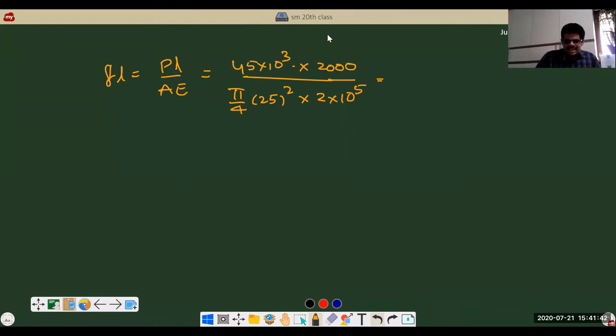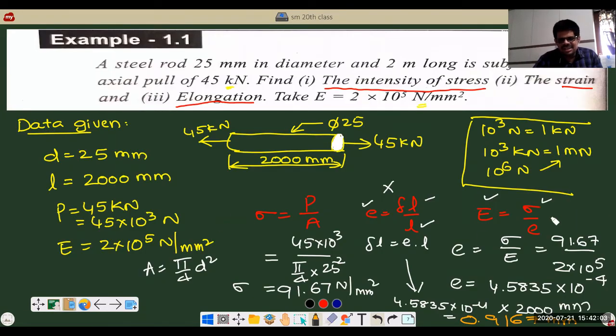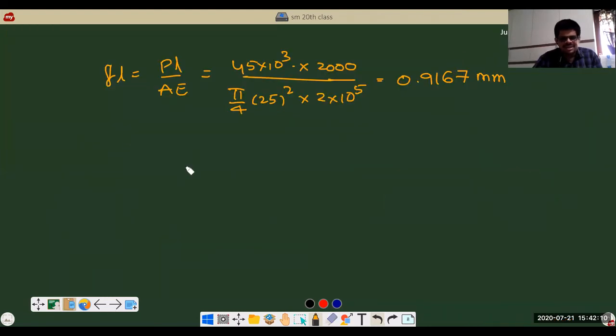Yes, exactly. So here also you get the same value, 0.9167 mm. When you are asked for the value of change in length, you can use this formula directly, or you can go to the previous method also. So you have to use all three formulas. By using all these three formulas, you can determine the value of delta L, or you can use this formula directly. This is an important problem. Now let us move to the next problem.